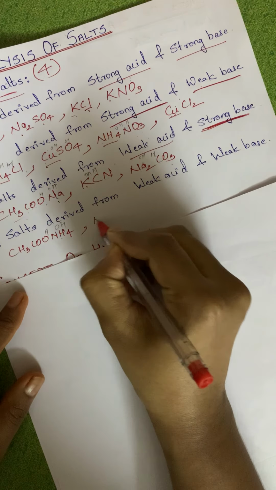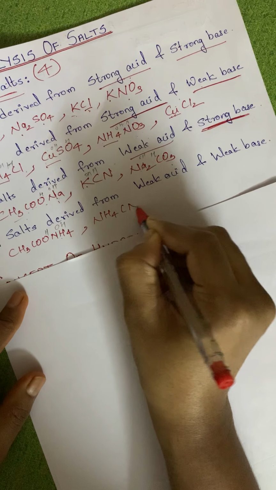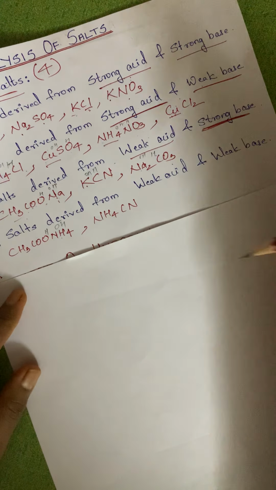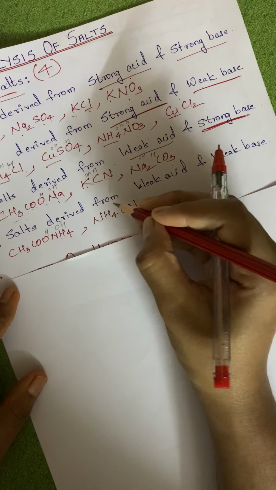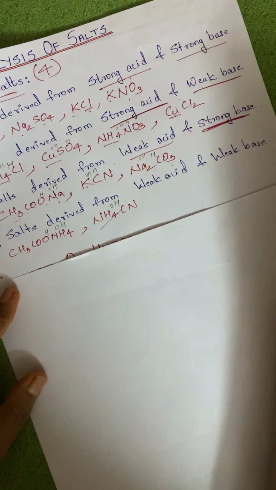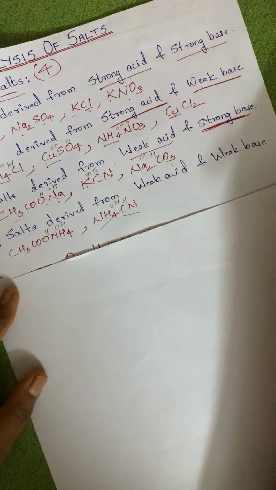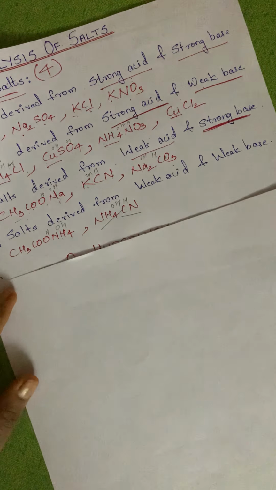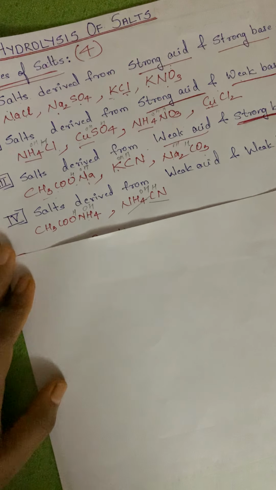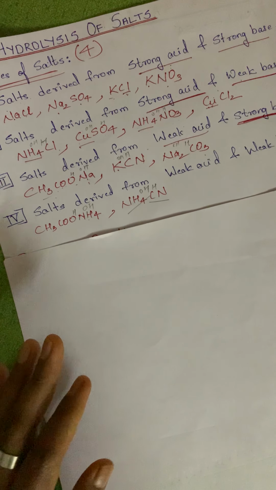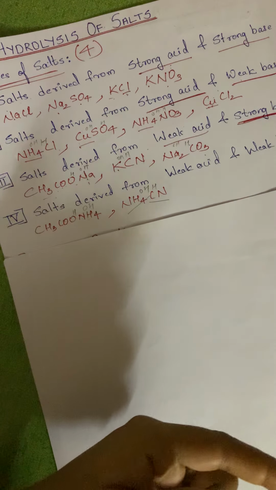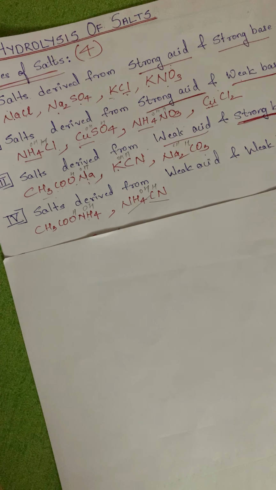Again over here, NH4CN. It is derived from NH4 with OH, so it becomes the weak base NH4OH, and the weak acid will be HCN. So hopefully you understood all these things. Very simple, you just have to understand what the strong acid and strong base is in each case. Then it will be very simple for you to understand.